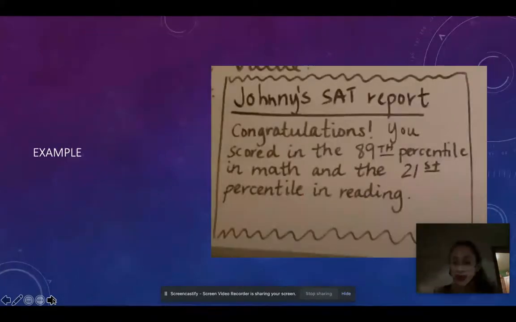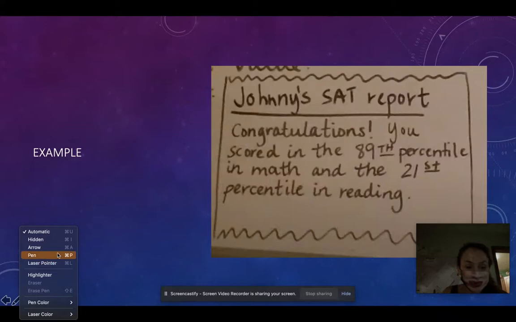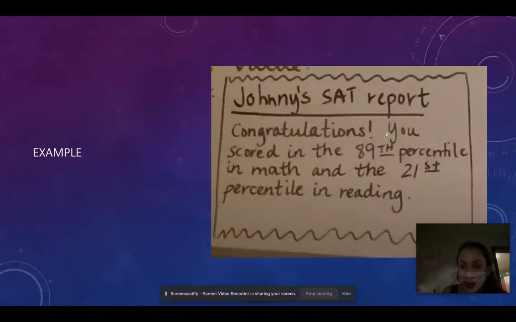So for example, you'll hear a lot of this when you take the SAT, like, hey, you got in the 89th percentile in math and the 21st percentile in reading. What that means is that in math, 89% of people that took the SAT scored less than you. Okay, so there's only 11% that are higher than you. So good job on math.